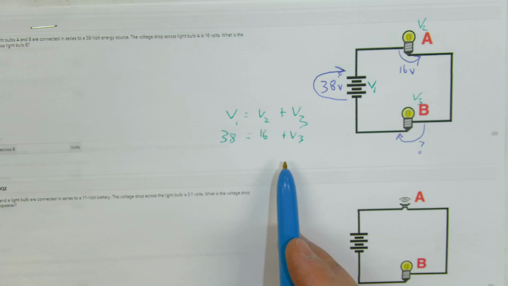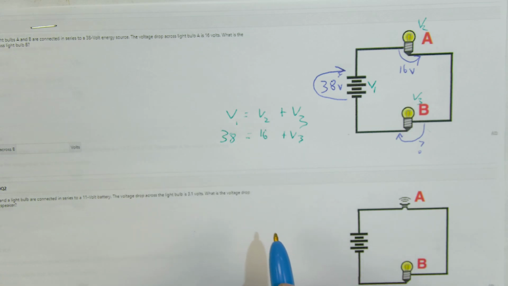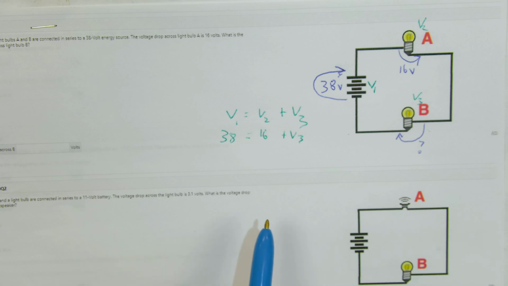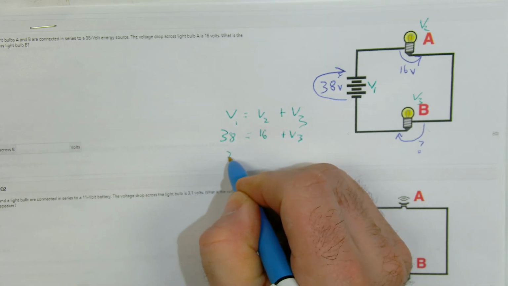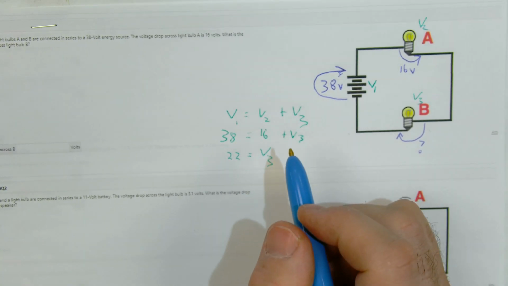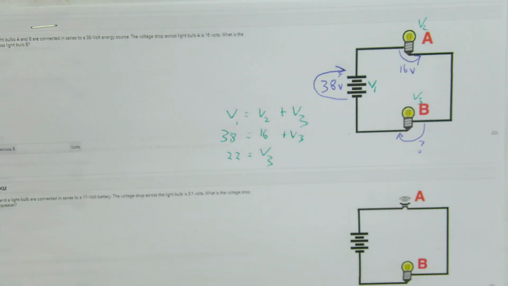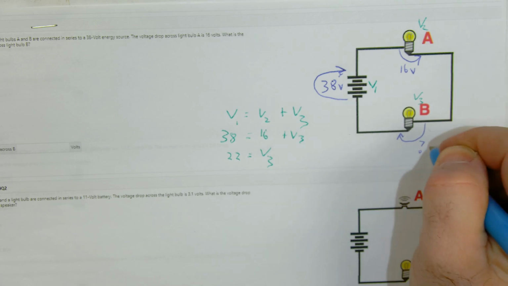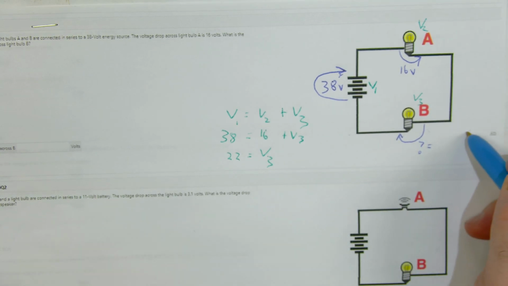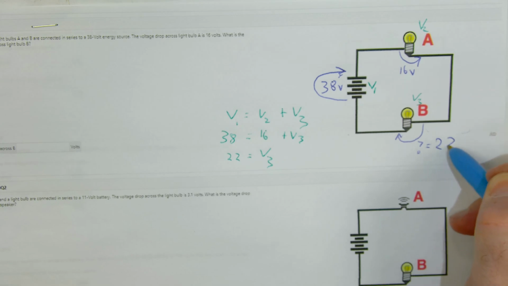I'm not going to go too much into detail, other than to tell you that if we subtract 16 from both sides, we get 22 is equal to V3. So in fact, this drop would be 22 volts.